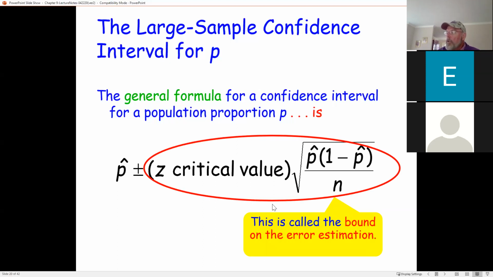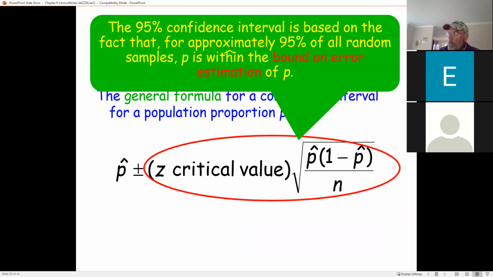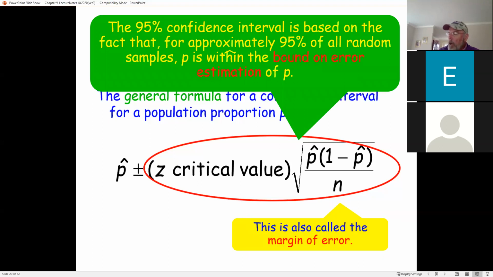And so we're going to call this the bound on the error estimation. Now that's a pretty tough phrase to get out, so I'm going to call it the margin of error. So this here is the standard error. Here's the critical Z value, and the product of the standard error and the critical value is the margin of error.